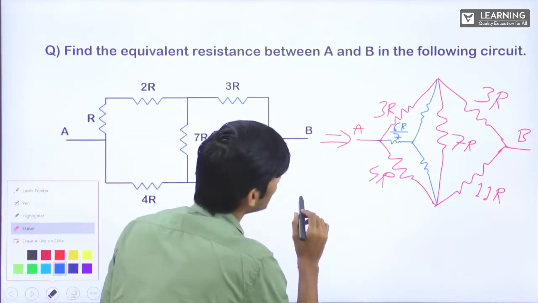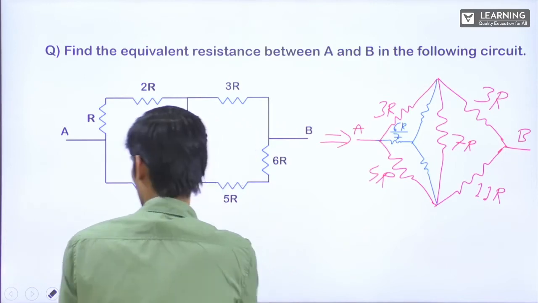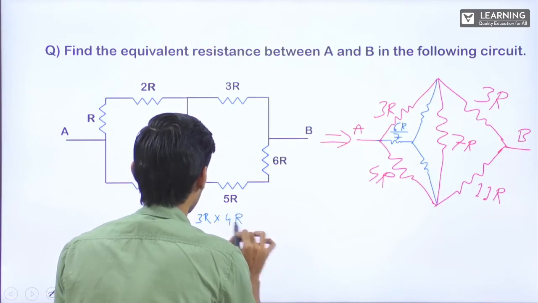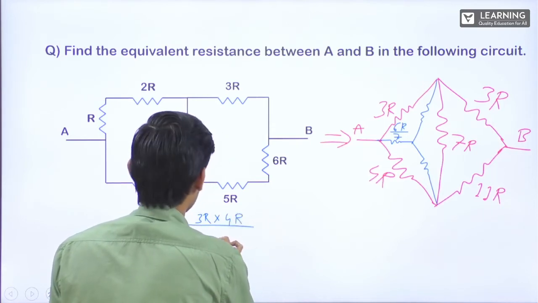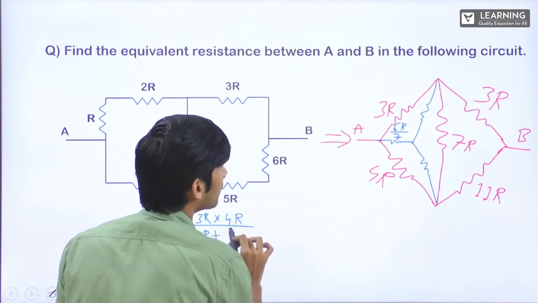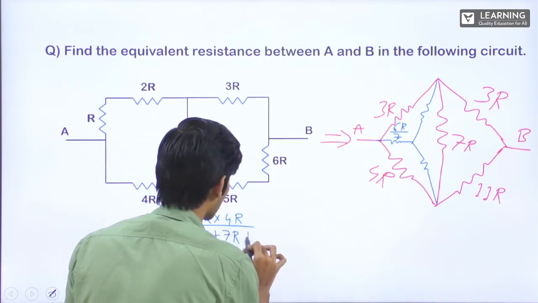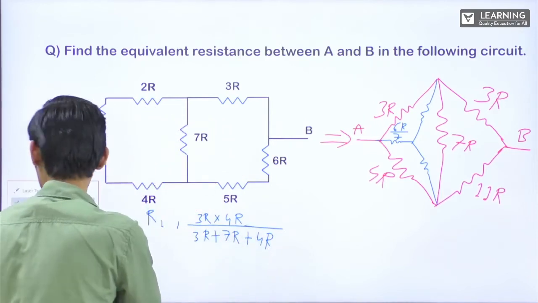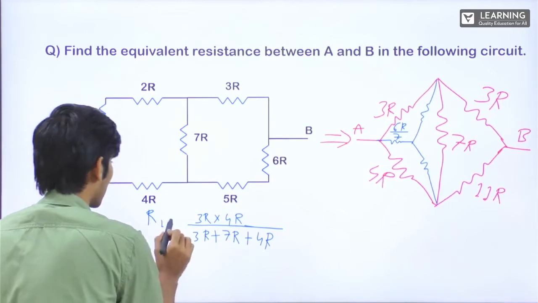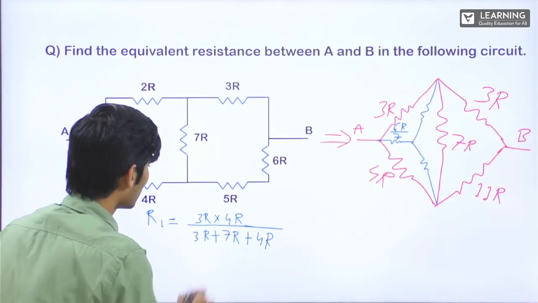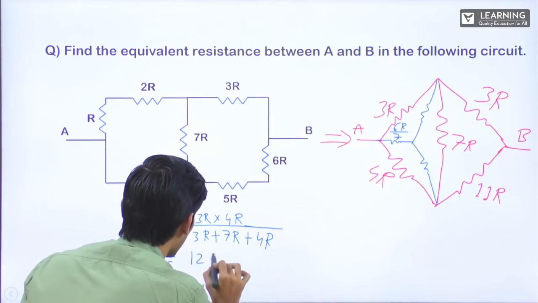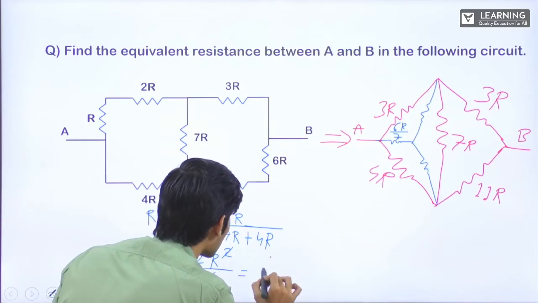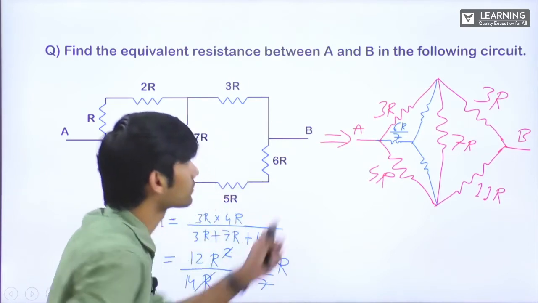Do you want me to show this calculation? I'll show here. 3R into 4R divided by 3R plus 7R plus 4R. This is what R1 is. Let's say that resistance is R1. Fine. So that is equal to 12R square divided by 14R. R cancelled. This will be 6 by 7R. That's what is written here.